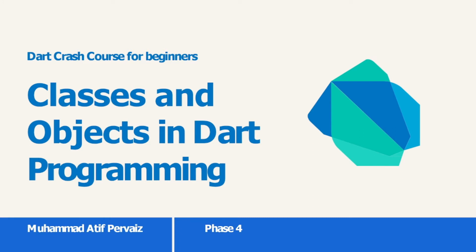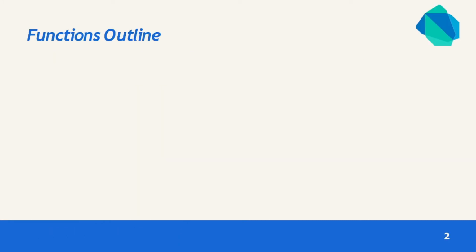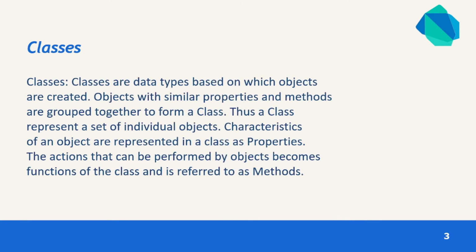So what are classes? Classes are user-defined data types based on which objects are created. Objects with similar properties and methods are grouped together to form a class. Thus, a class represents a set of individual objects, which are characterized by properties. The actions that can be performed by objects become functions of the class and are referred to as methods or functions of a class.